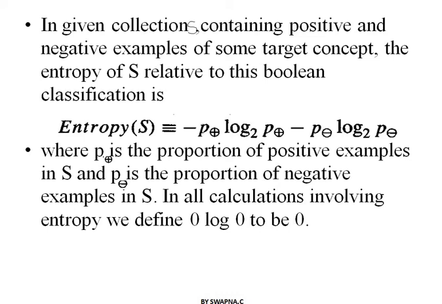To find the entropy, we use this formula: Entropy(S) = minus p positive log base 2 of p positive, minus p negative log base 2 of p negative. Here p positive is the proportion of positive examples in collection S, and p negative is the proportion of negative examples in collection S. In all calculations involving entropy, we work with positive and negative training examples. Here 0 log 0 is defined as 0, which we can call the best entropy and best attribute.